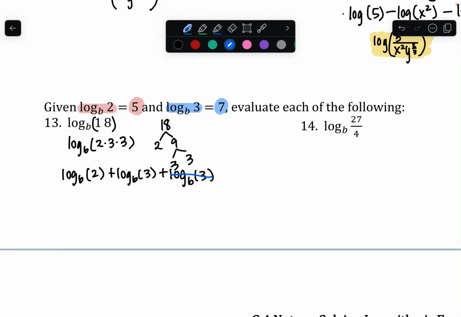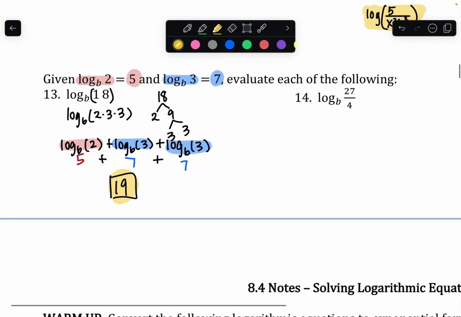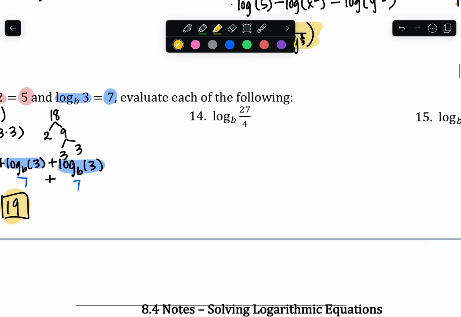And then now, every time I see log base b of 3, I know that's 7. Every time I see log base b of 2, I know that is 5. That's what was given to us. And so we can add those together. 5 plus 7 plus 7 is 14 plus 5, which is 19. And so your final answer for this question would just be a 19. So this is a good way to assess whether you know properties of log, but still get a numerical answer.